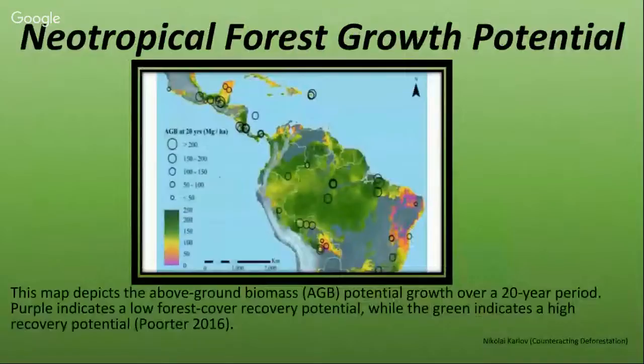This is a map showing the neotropical forest growth potential in northern South America in the Amazon. This map depicts the above-ground biomass that has the potential to grow over the 20-year period. The dark green shows high recovery potential, and the purple and yellow areas show low forest recovery potential.